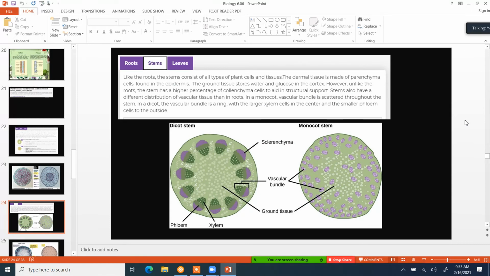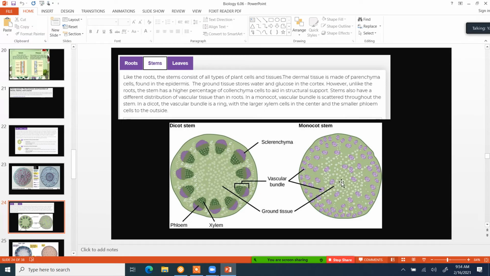All right, so we're going to take a look at stems. When you look at stems, you're going to notice monocot versus dicot have completely different patterns. Dicot is going to look like this one on the left, monocot on the right. In monocot, you see the vascular bundles, the xylem and phloem, kind of randomly all over the place throughout the stem.